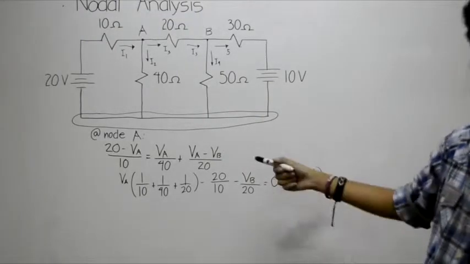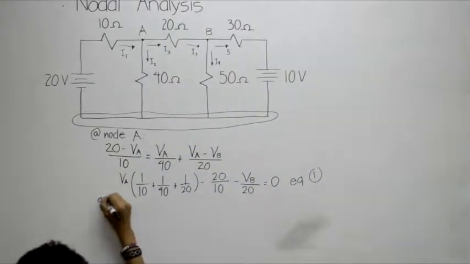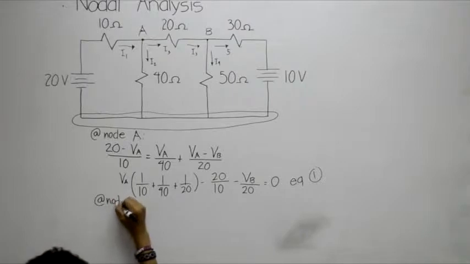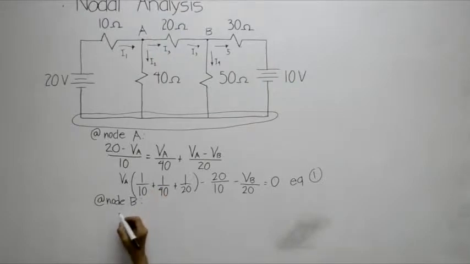Now, applying KCL on node B, we will have the voltage across segment AB all over the resistive component, which is 20.